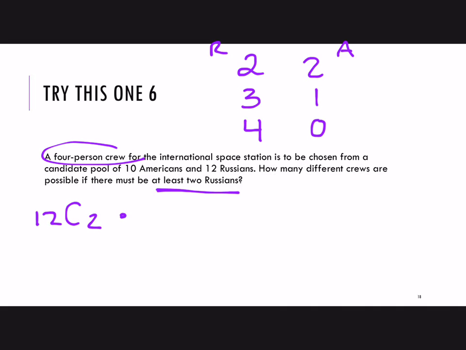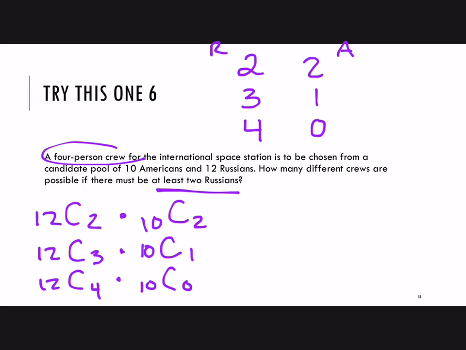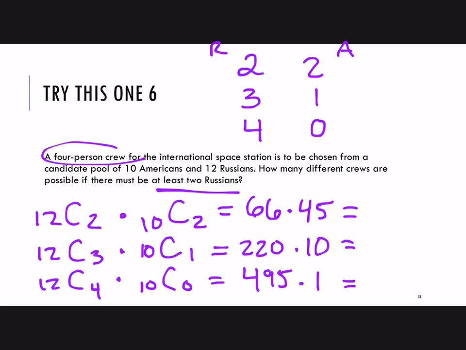And then we're pairing that with 10 Americans, also choose 2. It could be 12 Russians, choose 3, paired with 10 Americans, choose 1. Or it could be 12 Russians, choose 4, and 10 Americans, choose none. Okay, so here are all of the different numbers for the various combinations. And notice again, 10 choose 1. If you're choosing 1 out of 10, there are 10 options. And if you're choosing 0 out of 10, there's only one way to do that.